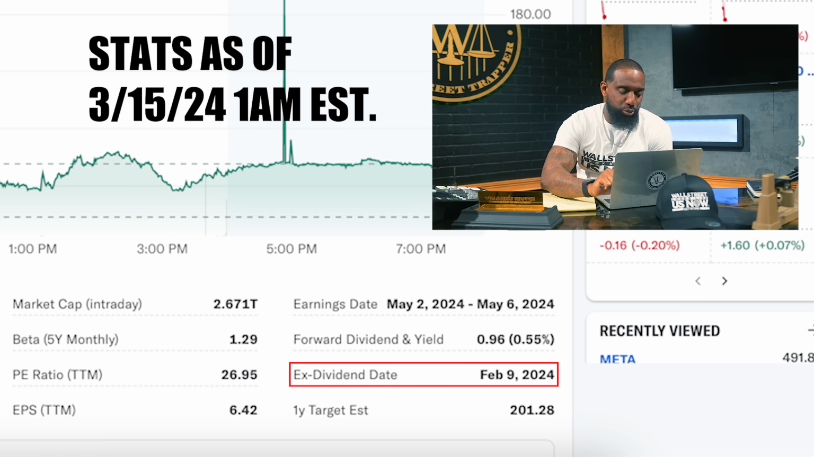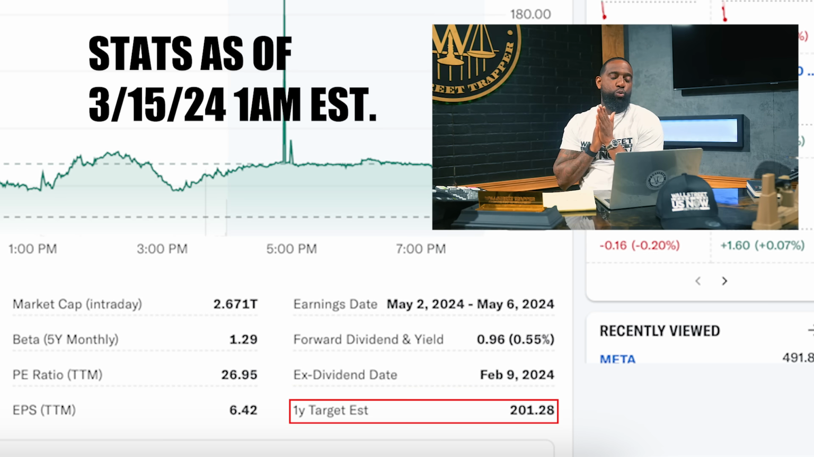And last but not least, one of the things we're going to look at is this 1 year target. This is saying in 1 year, they're estimating that Apple should hit a $201 stock price.